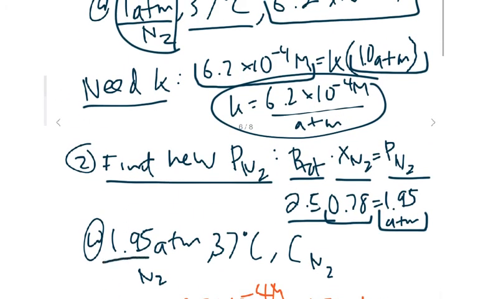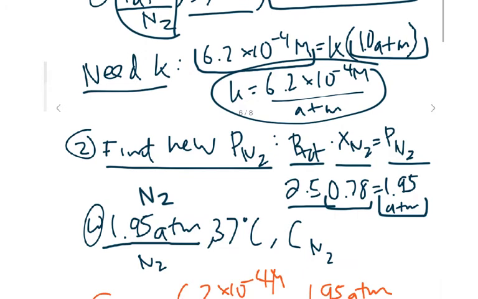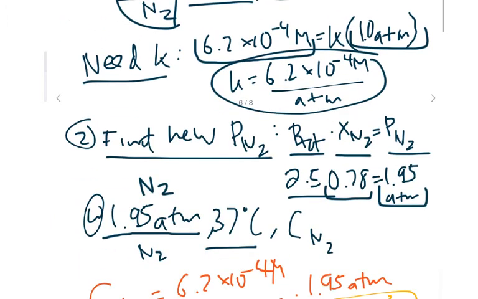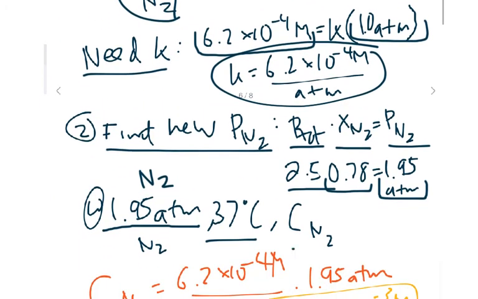We know that we have a partial pressure of 1.95 atm for N2 gas, and it's still at 37 degrees Celsius, since, remember, this is all in the body, and the body temperature is 37 degrees Celsius. We just have to find the concentration of N2 at this new pressure of N2.